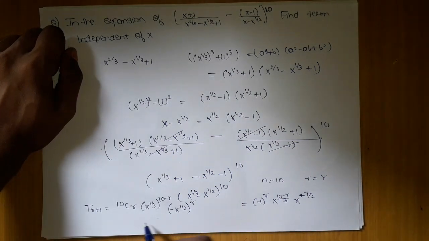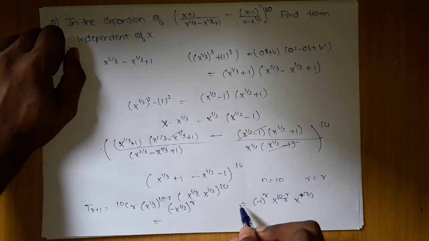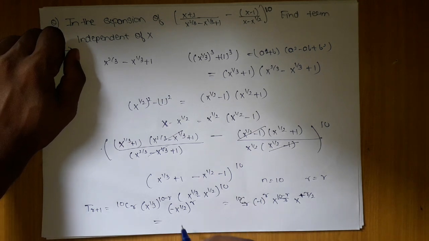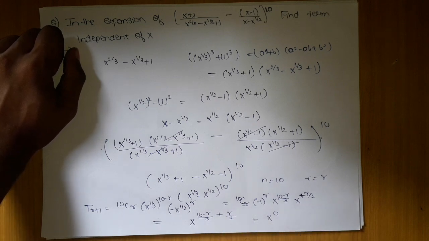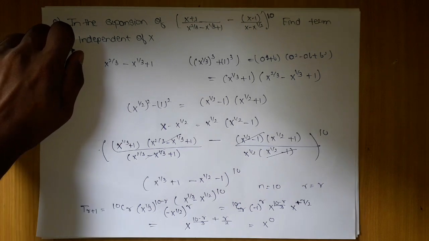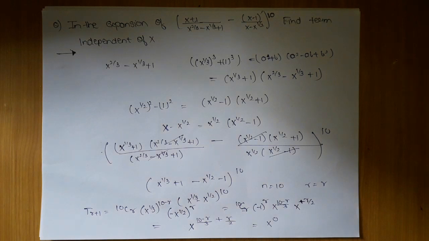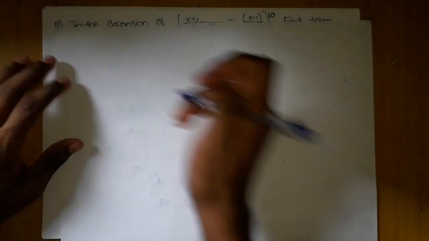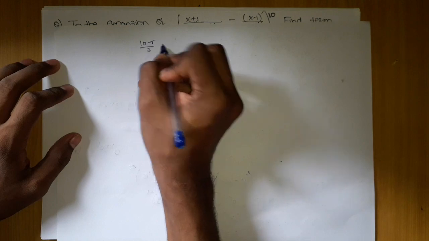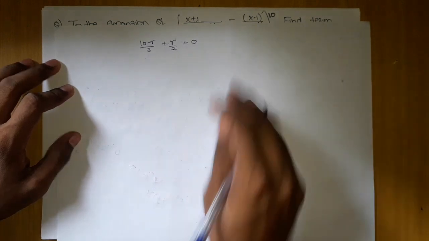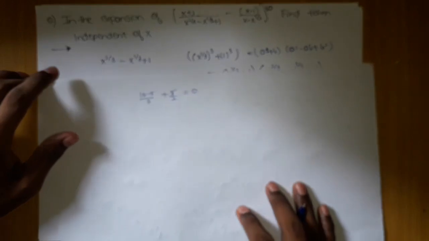So what we are going to move ahead with is, we are left with 10 C r as it is here. So we are left with x power 10 minus r by 3 plus r by 2. This should be equal to x power 0, because I want to equate the power to 0. If the power becomes 0, then x will not be present, because it will become equal to 1. So we are going to equate this power to 0. If you equate 10 minus r by 3 plus r by 2 to 0, you will get the r value for which the term will be independent of x.